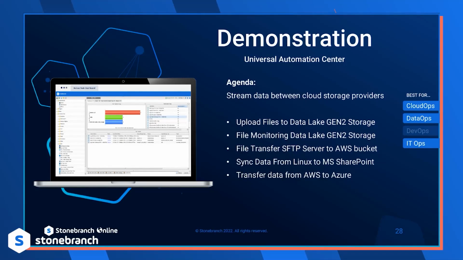Meaning, if you have a subdirectory structure in your on-prem storage, we can move all the files along with the directory structure to Gen 2 data lake storage. I will also show you how we can monitor data arrival in the Gen 2 data lake storage, and based upon the file arrival, kickstart a workflow or a task, which will make use of the data available as a part of this file upload.